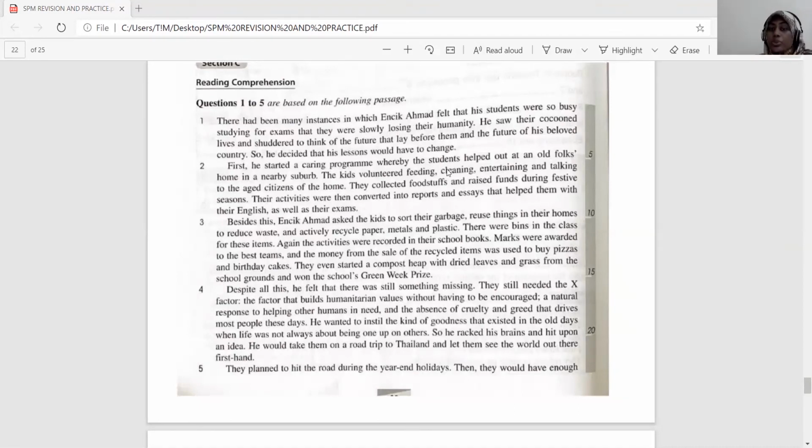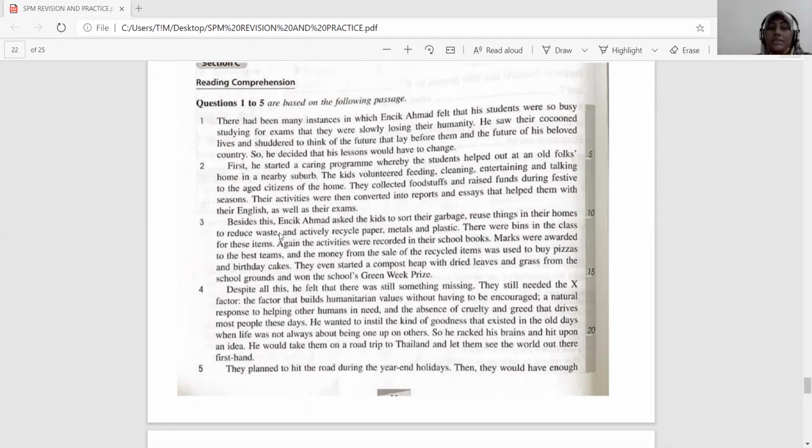So do you know who is in the old folks home? He doesn't know them. You are not related, but you are helping them out. That is humanity. They collected foodstuff and raised funds during festive season. So mereka mengumpul duit for the celebration like Raya, Deepawali and Chinese New Year. Their activities were then converted into reports and essays that helped them with their English as well as their exam. So what Encik Ahmad did, he did the lesson in an interactive way. He did like a field trip. He brought them out and using all the experience, he asked them to write an essay.